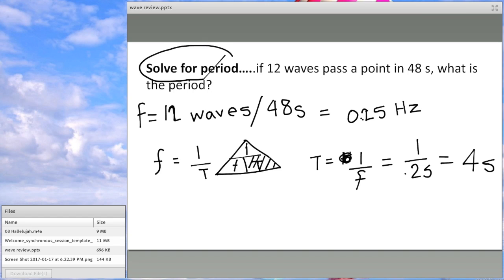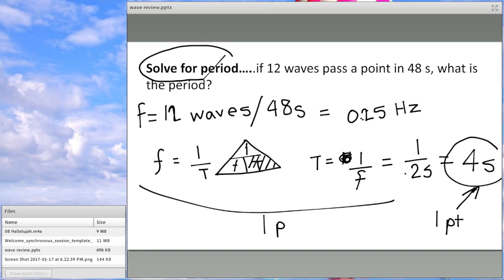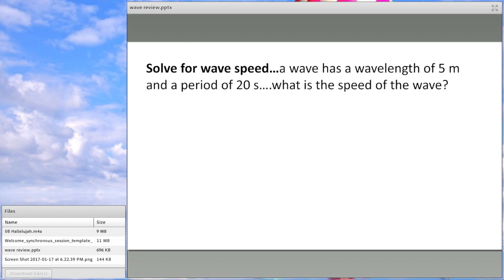So if this was a multiple choice, I would choose 4 seconds. If this was short answer, I would show all of this, okay, because you get 1 point for showing your work and 1 point for the answer. So just writing 4 seconds gets you 1 out of 2 points, right? So if you want full credit on your short answer, show all of this stuff, okay? Let's go to the next one. Okay, this one is going to be a solve for wave speed one. So we have a wave with a wavelength of 5 meters and a period of 20 seconds.